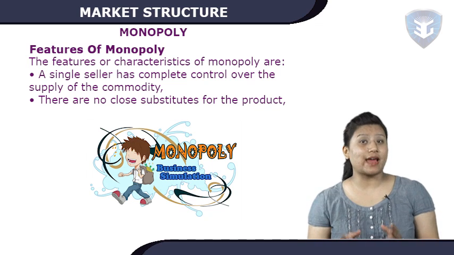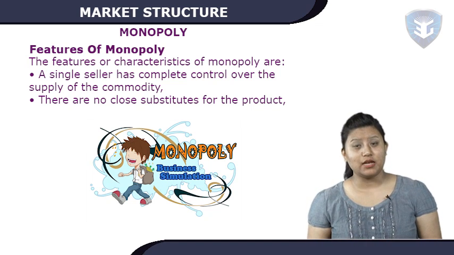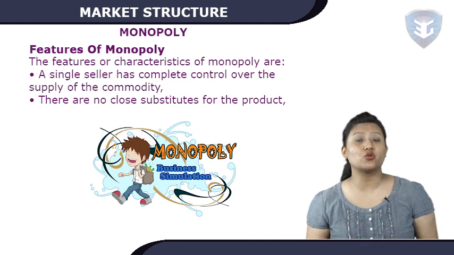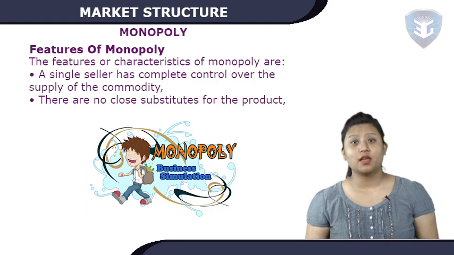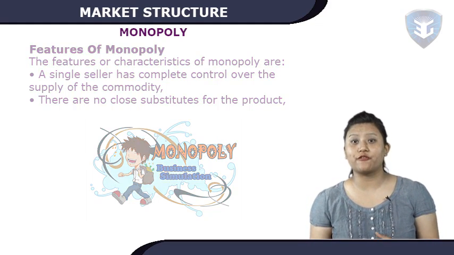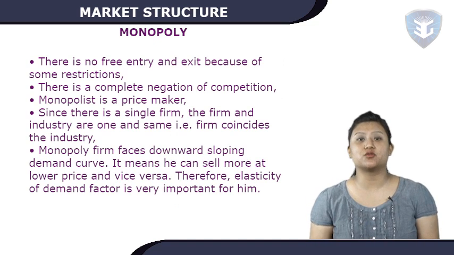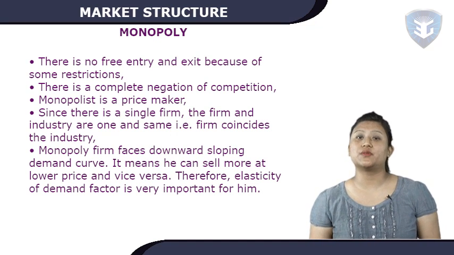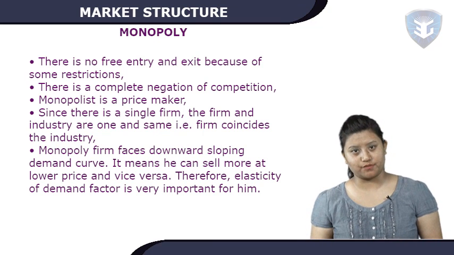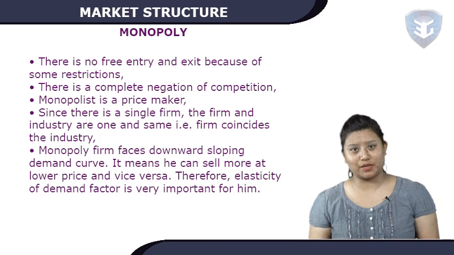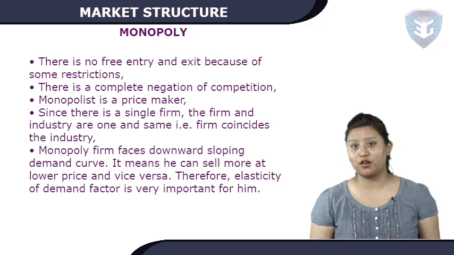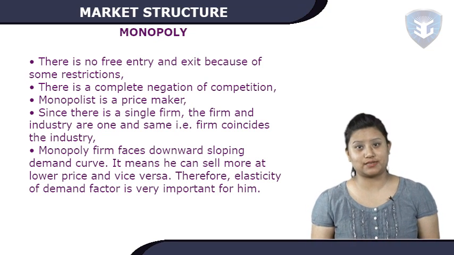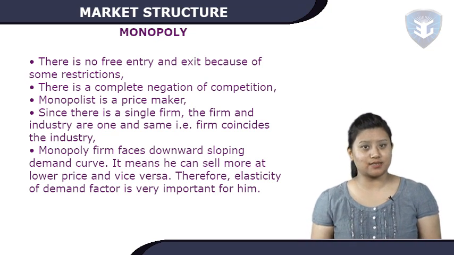The features or the characteristics of monopoly are: a single seller has complete control over the supply of the commodity. There are no close substitutes for the product. There is no free entry and exit because of some restrictions. There is a complete negation of competition. Monopolist is a price maker. Since there is a single firm, the firm and the industry are one and the same, that is, the firm coincides the industry.